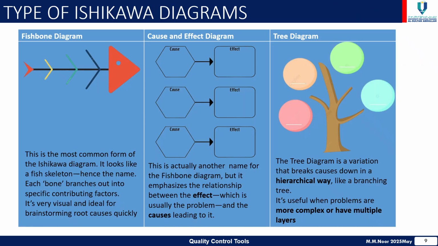So there are three types of Ishikawa diagram other than fishbone. So firstly is fishbone, as I talked about in the beginning. Second is cause and effect diagram, and lastly is the tree diagram. The fishbone diagram is the most common used in the industry for solving problem because it very visual and very clear. Then we have the cause and effect diagram, same structure but more focus on the relationships. And lastly, the tree diagram, which is more layered and it great for complex issues.